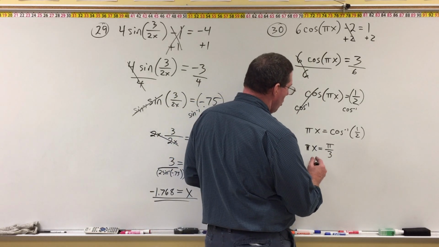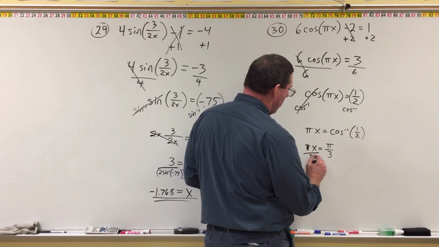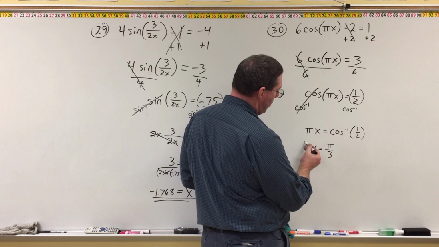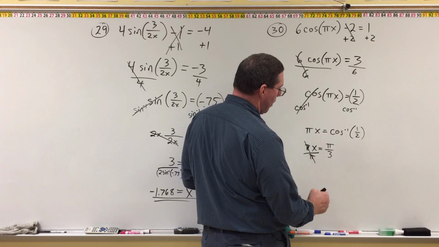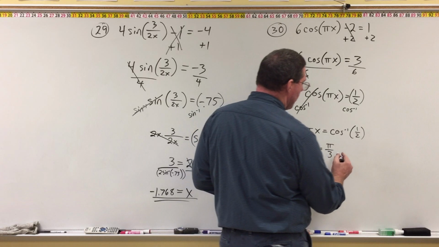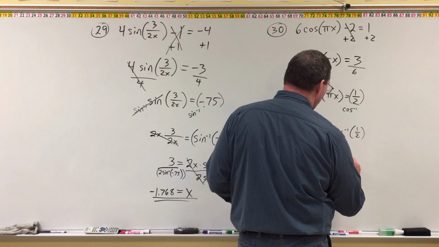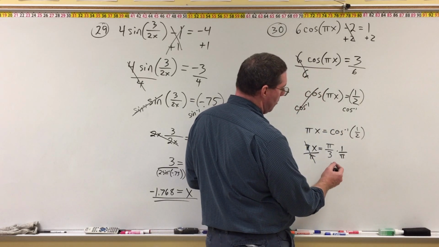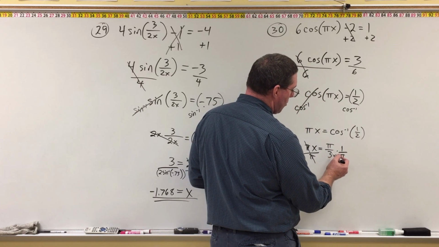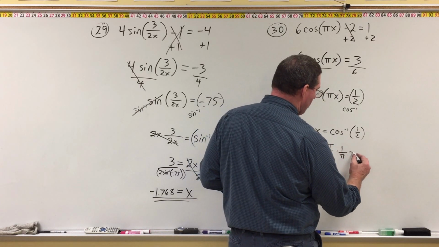Now what we're going to do is divide by pi on both sides. Dividing by pi over here is going to cancel pi, leaving x. Dividing by pi is the same thing as multiplying by 1 over pi. And watch what this is now going to become. The pi's are going to cancel each other. Or let's go ahead and work it out.